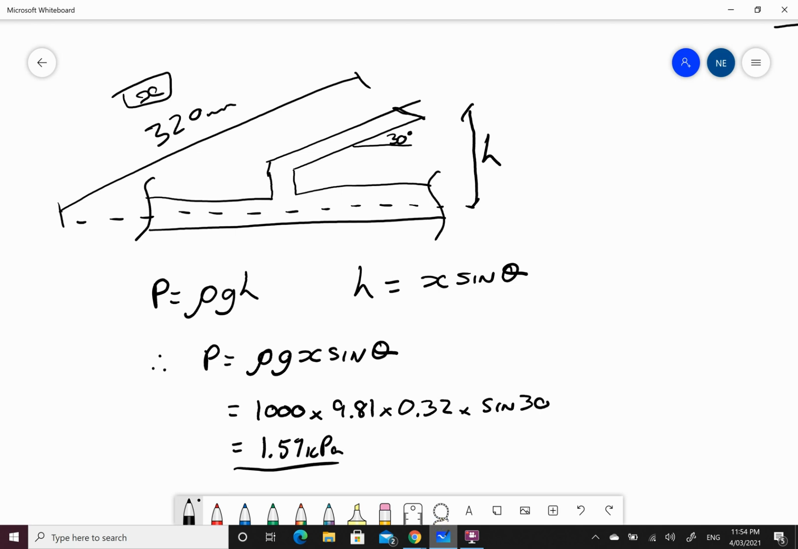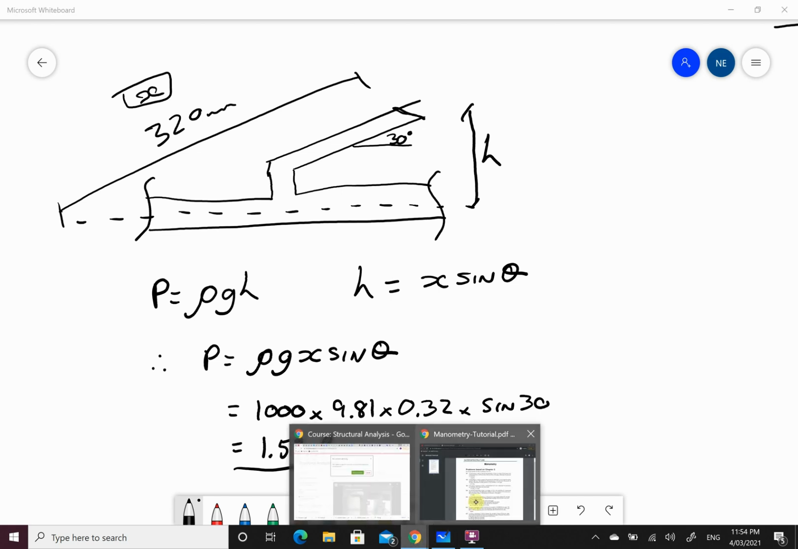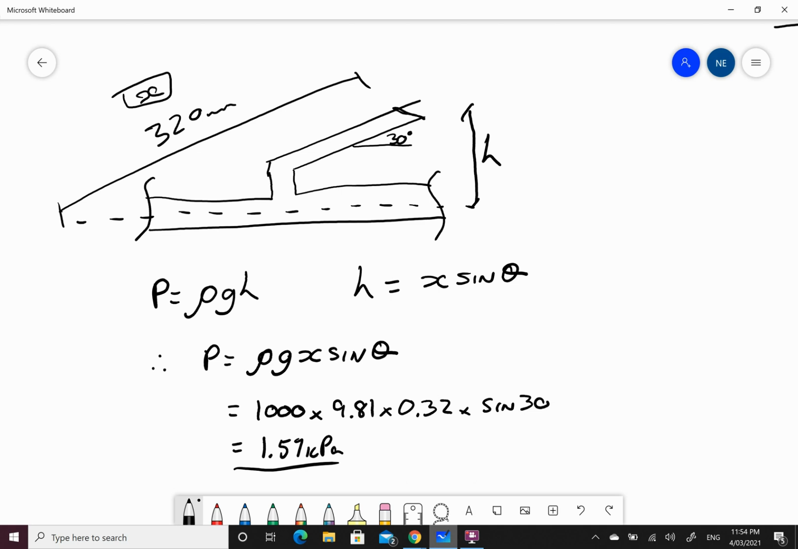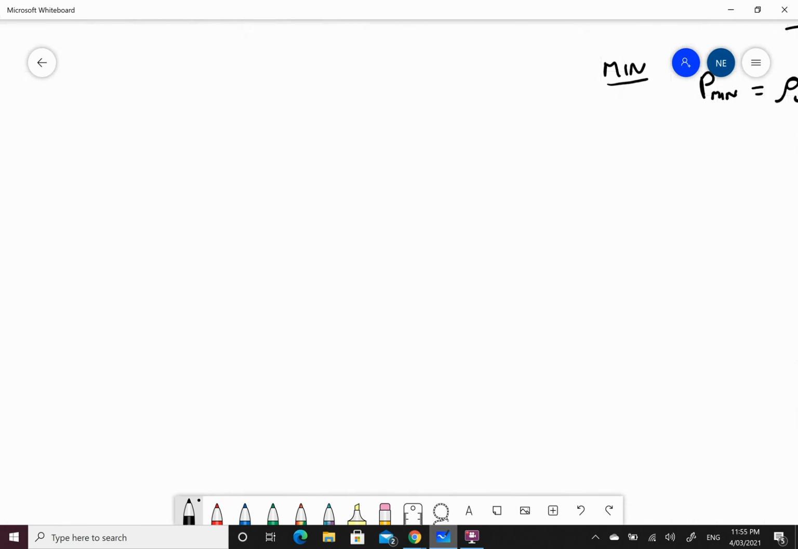Alright, so these are the examples that we had in the notes, so I hope you all read them. Like I said, it's not difficult calculations to do, it's purely just interpreting these written questions. So how do we go? 1.57 kPa. Beautiful. Let's move on.